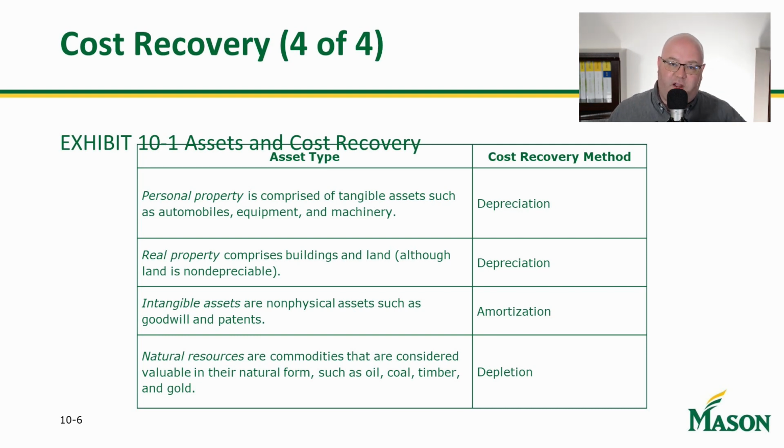Now, what happens in financial accounting? We test it for impairment every single year, and based upon whether that impairment is determined or not, we may write down some of our goodwill. But that doesn't happen here. You amortize it over 15 years or 180 months. Actually, they do it by the month, so it's going to be 180 months. Okay. Natural resources are commodities that are considered valuable, such as oil, coal, timber, and gold.